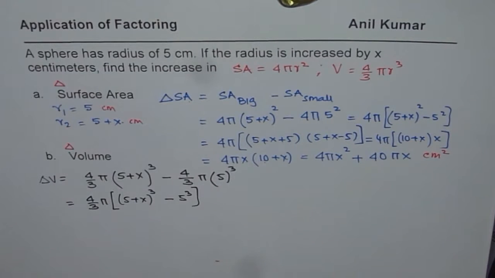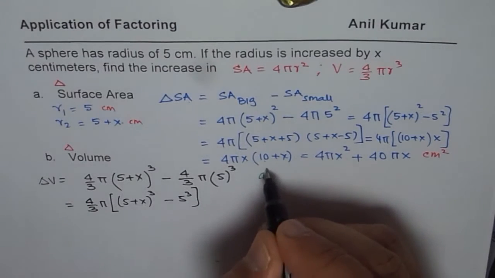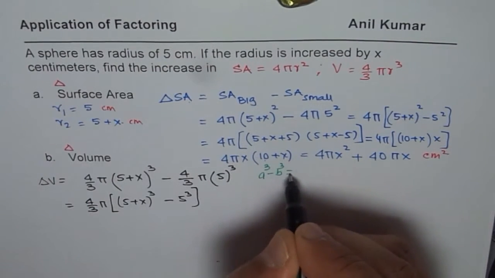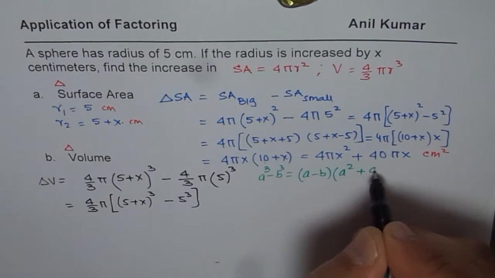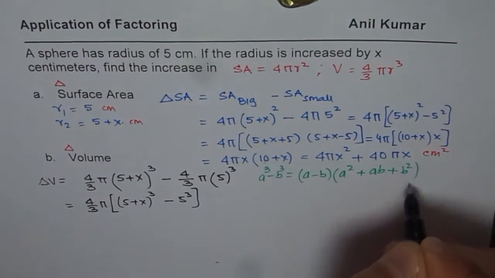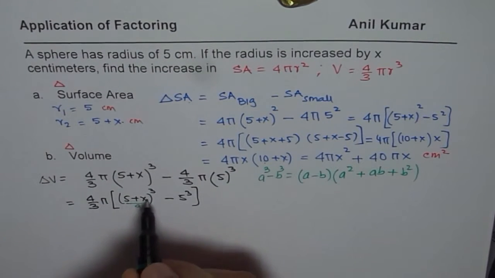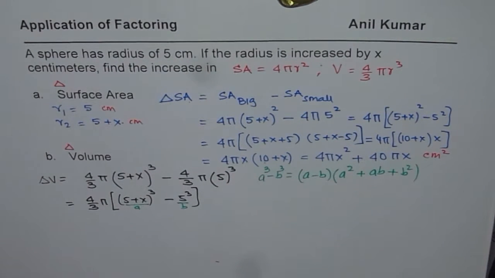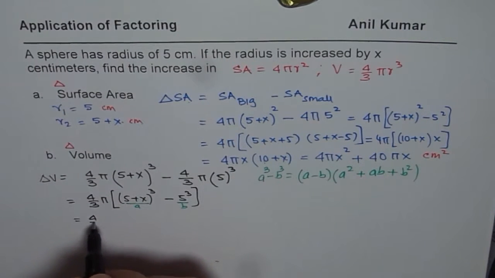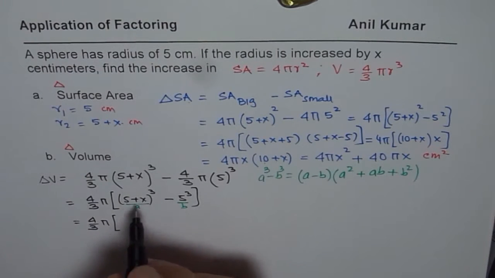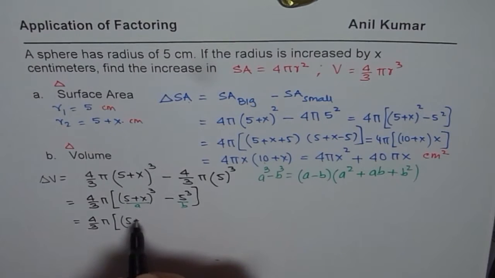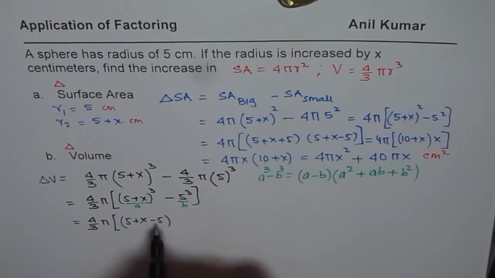And now difference of cubes. I hope you remember the formula. The difference of cubes formula is a cube minus b cube equals (a minus b) times (a square plus ab plus b square), where a is 5 plus x and b is 5. So let's apply the formula and write down the expression. So we get 4 over 3 pi times (a minus b), that means 5 plus x minus 5.